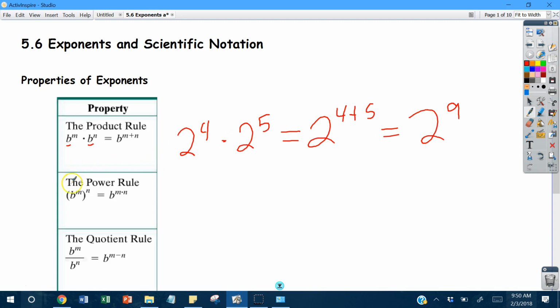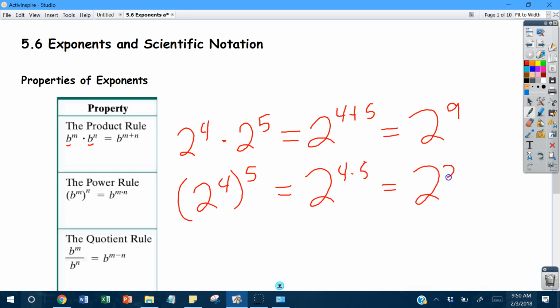Okay. That's a little distinct from the power rule here. Here we have a number, the base, raised to an exponent, and that whole thing is raised to yet another exponent. So it's some exponent to a power, which is why it's called the power rule. Let's use these same numbers again. Let's say we have 2 to the 4th raised to the 5th power. When you have something like that, you end up multiplying the exponents rather than adding them like we did up here. So we can simplify this as 2 to the 4 times 5 power, which is 2 to the 20th.